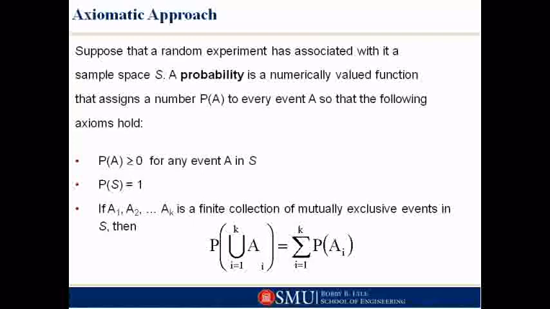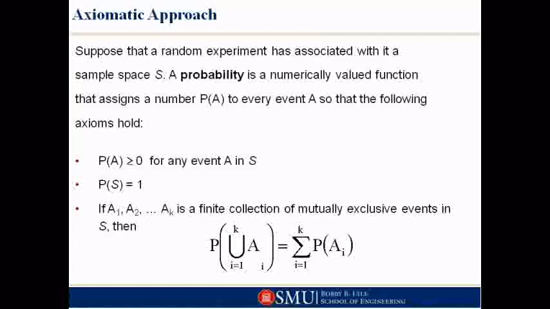Okay, so an axiomatic approach to defining probabilities. Suppose a random experiment has associated with it a sample space S, all the possible outcomes. Probability is a numerically valued function that assigns a number, P of A, to every event so that the following axioms hold. Again, probability of A is always greater than or equal to 0 for any event possible in S. Probability over all the different outcomes that happen in the sample space is always going to be 1.